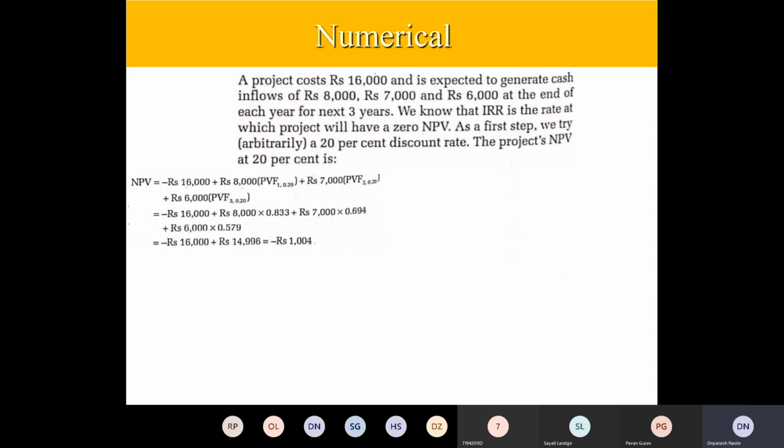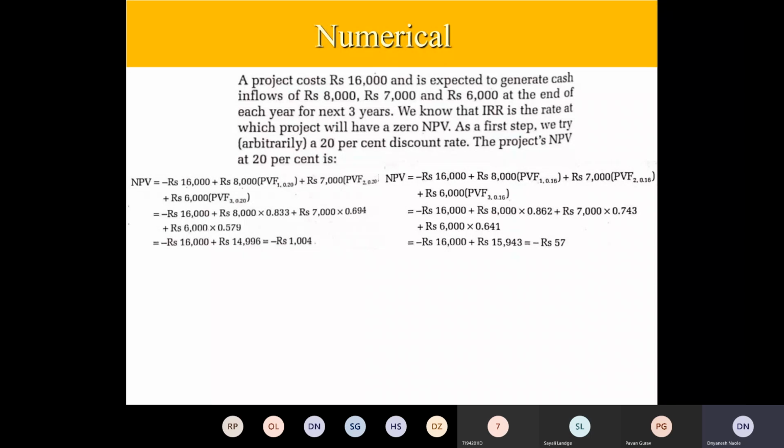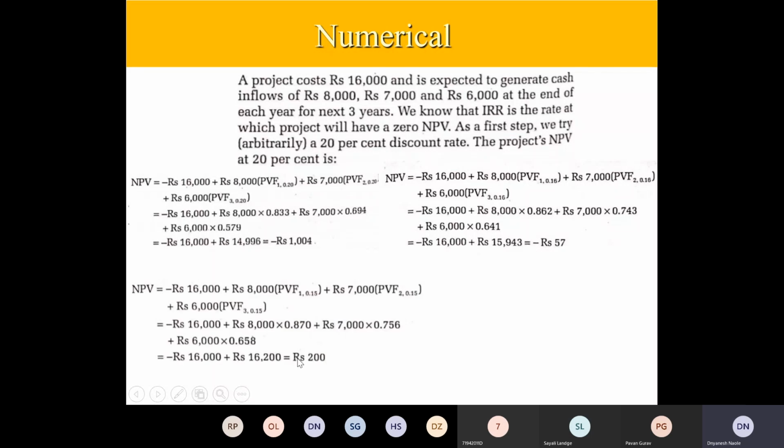Now we started with 20. Now let us try with 16. So when you try with 16, the value comes still negative. That is 57 rupees minus. The present value comes 15,943. Okay, it is still less than 16,000. Now let us try with 15. What happens? With 15, you get 200 rupees as the positive NPV.